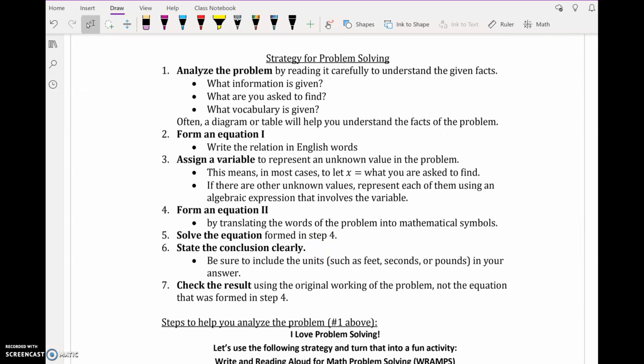Okay, so this is going to be a short video talking about word problems. So here are the 7 steps I showed you on the board today. I'm going to follow this one. I'm going to be working on step 2, step 3, step 4, 5, and 6.